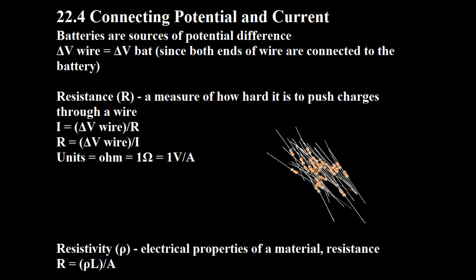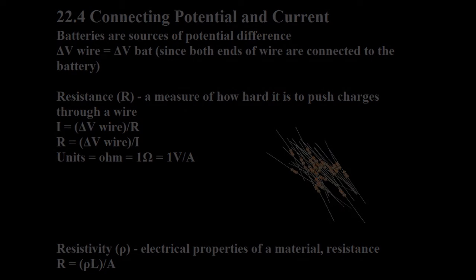And resistivity, with symbol ρ, represents the electrical properties of a material, which is pretty much resistance. And an equation where resistivity is used is resistance equals resistivity times length over cross-sectional area, the length and the area coming from the material itself.